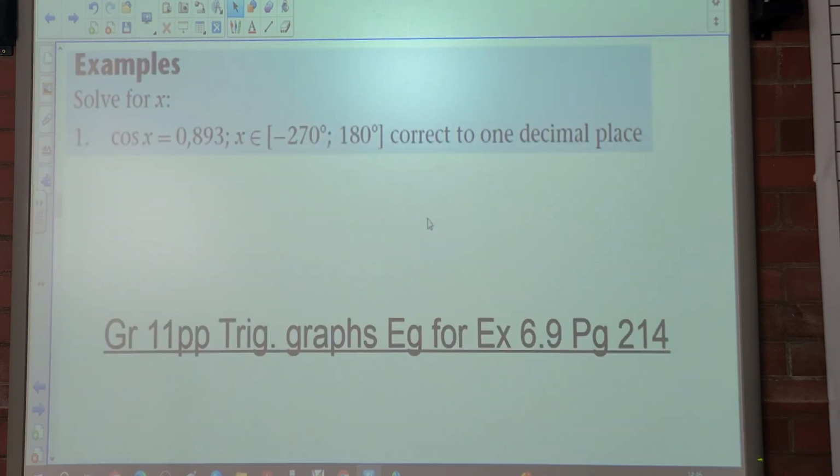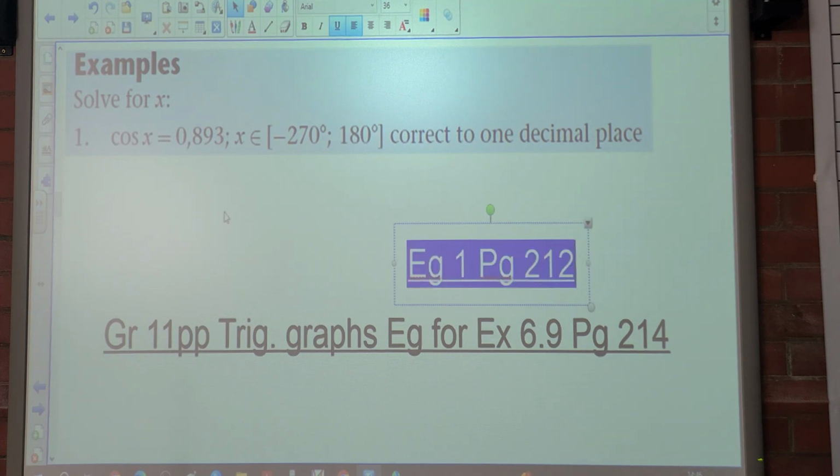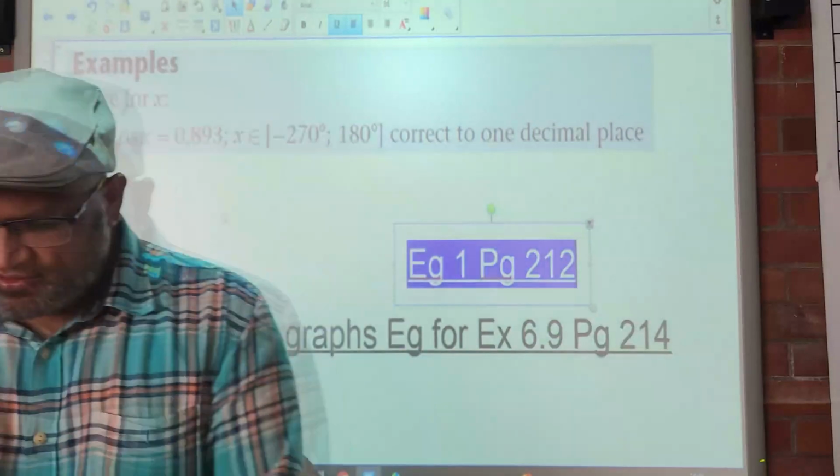Okay, I'm looking at example 1. Example 1 is on page 212. So the question says solve for x. I'm going to move a bit faster through this.